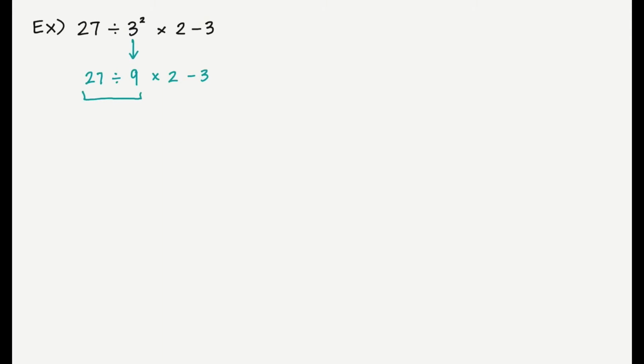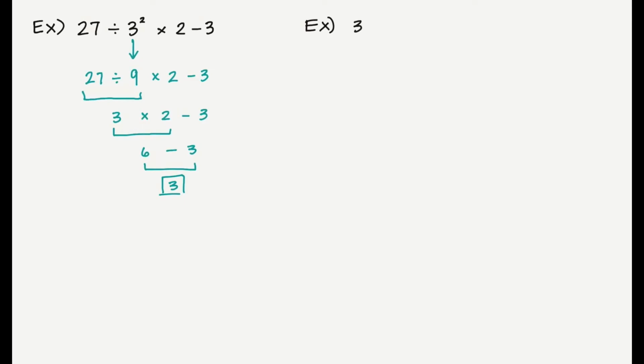And then next, I'm going to do 27 divided by 9, which is 3. And again, rewrite everything else. And then I'm going to do multiplication, which is 6 minus 3. And so then my final answer is just going to be 3. Okay, so you really need to know your order of operations. Let's go ahead and do another one.